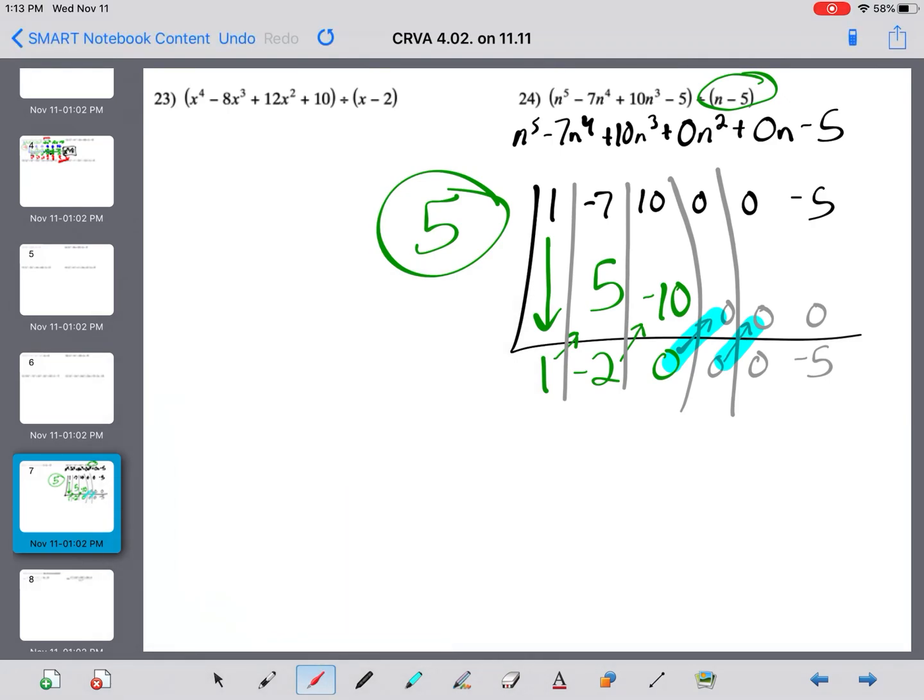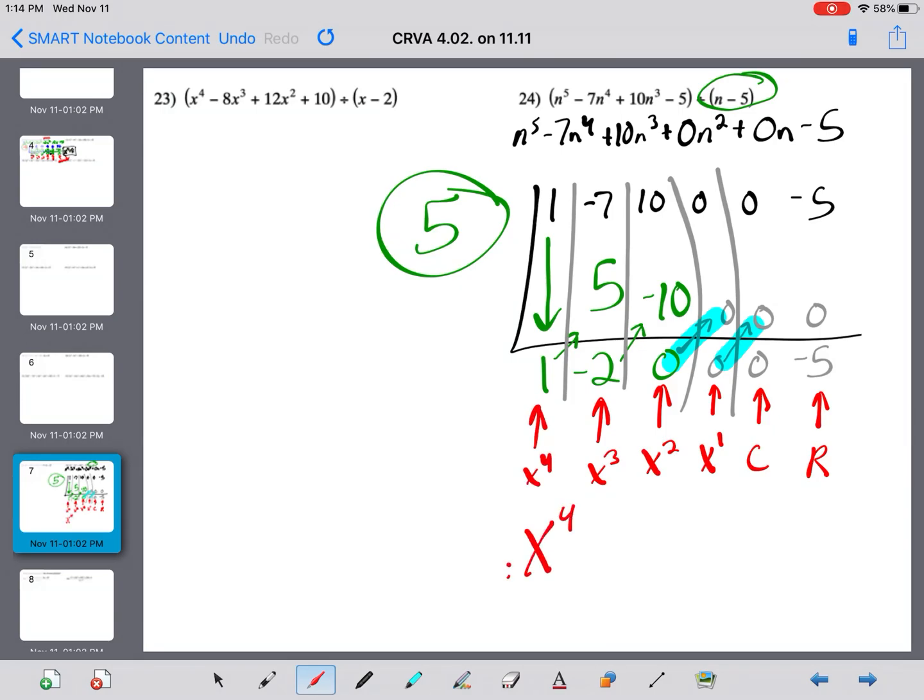Start on the right side, folks. This is your remainder. I'm going to put an R there for a remainder. Here is your constant. Here is your x to the 1, x to the 2, x to the 3, x to the 4. So we get x to the 4th, really like 1x to the 4th, but because it's a multiplier of 1, you don't have to write it down, minus 2x to the 3rd. You don't need to write down x squared, x to the 1, or the constant of 0, but you need to write down minus 5 as your remainder, and that remainder gets put over what we were dividing by, which is n minus 5. There we are.